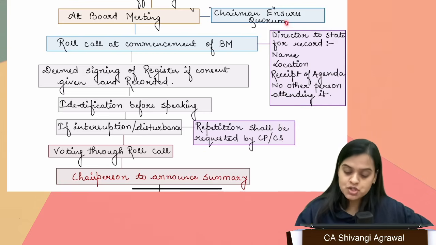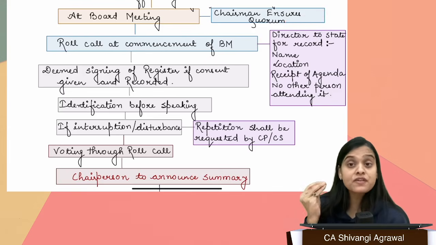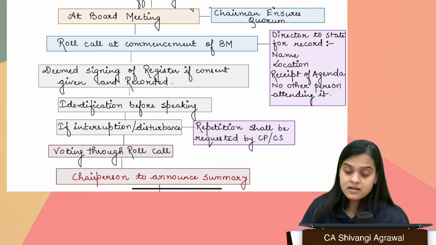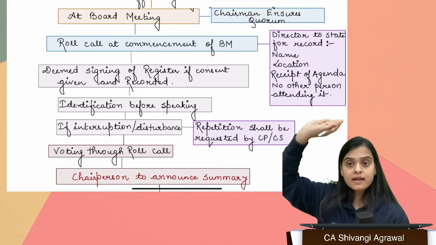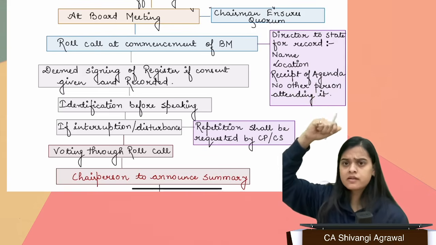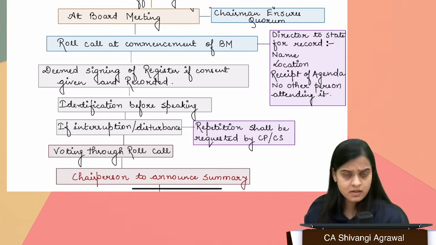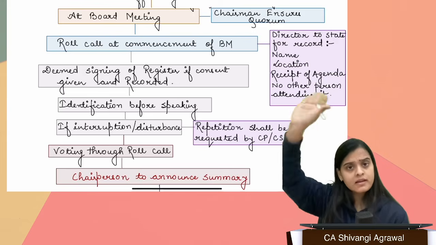So the chairman will ensure the quorum. Thereafter, there will be a roll call. Roll call is as good as taking attendance. The director has to state: yes, my name is this, I am attending from this particular location, I have got the agenda, no other person is attending besides me, etc. Fine. So that is how the roll call takes place.